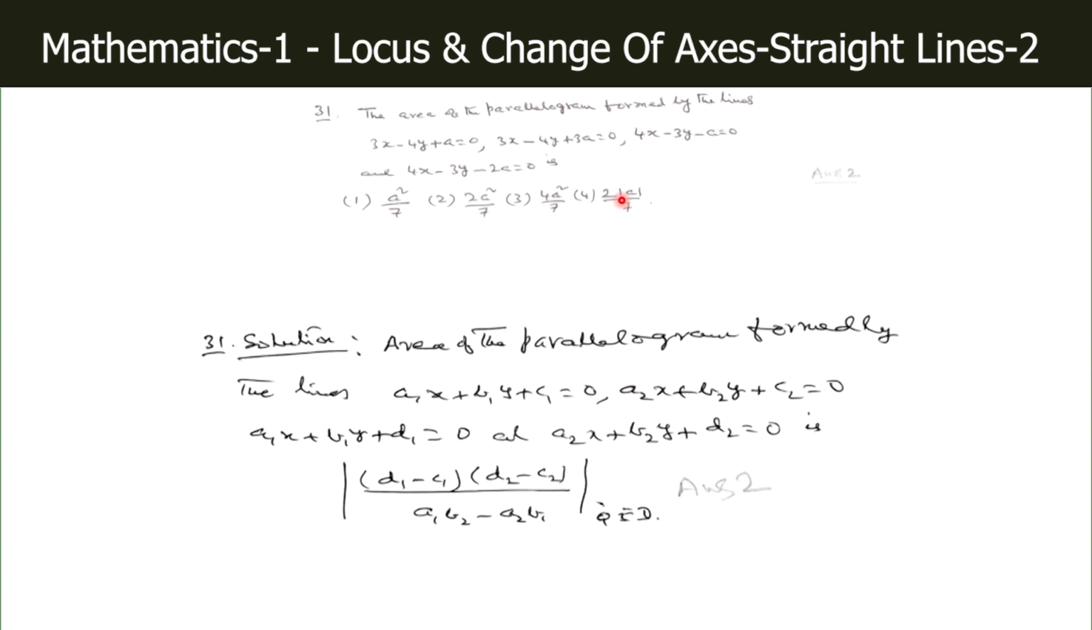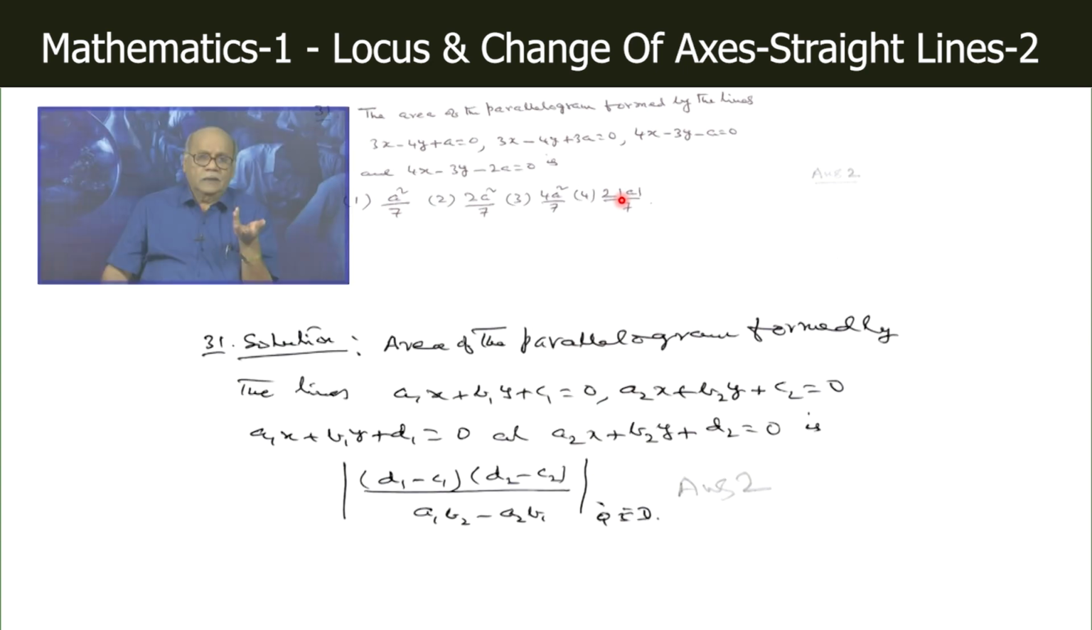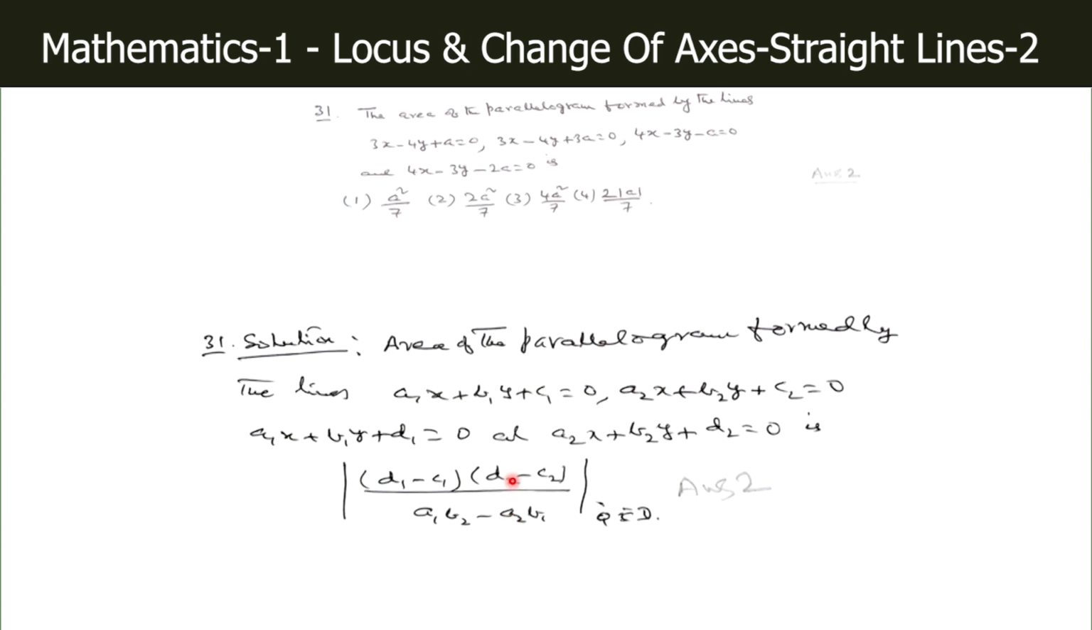And now here everybody knows that, that is derived in your classroom. The area of a parallelogram whose sides are a1x plus b1y plus c1 equal to 0, and a2x plus b2y plus c2 equal to 0, and a1x plus b1y plus d1 equal to 0, and a2x plus b2y plus d2 equal to 0 is modulus of d1 minus c1 into d2 minus c2 by a1 b2 minus a2 b1. So here easy to remember the formula.